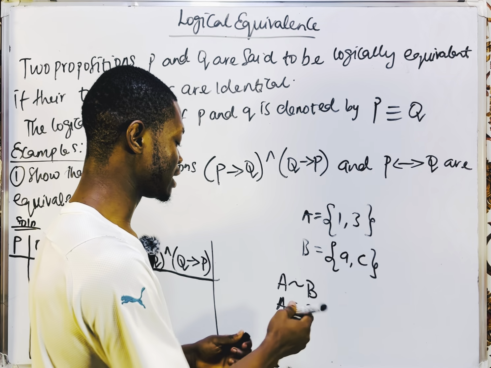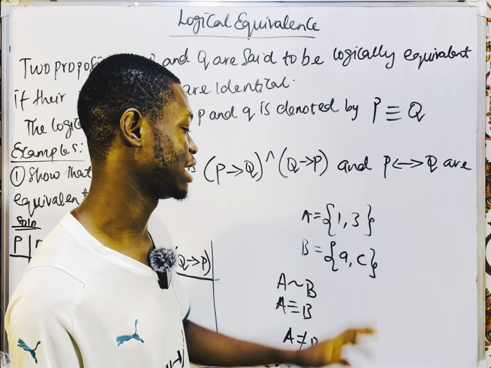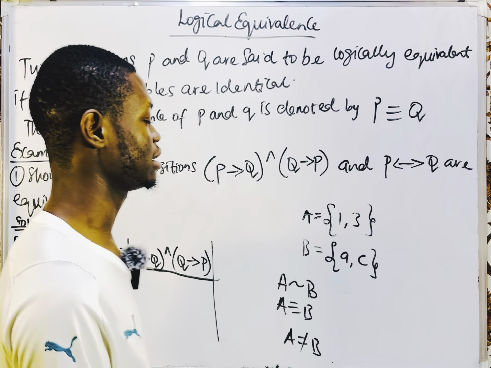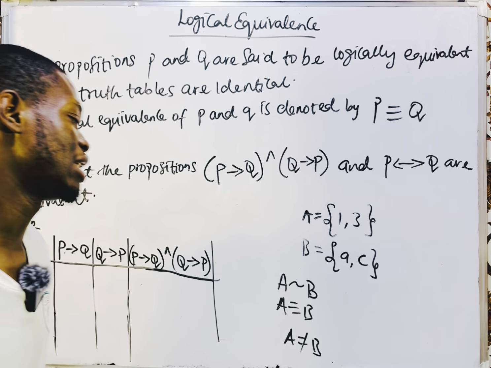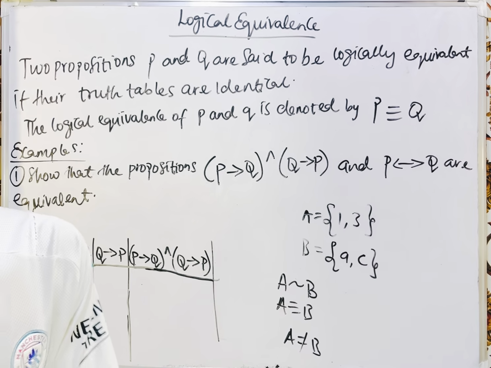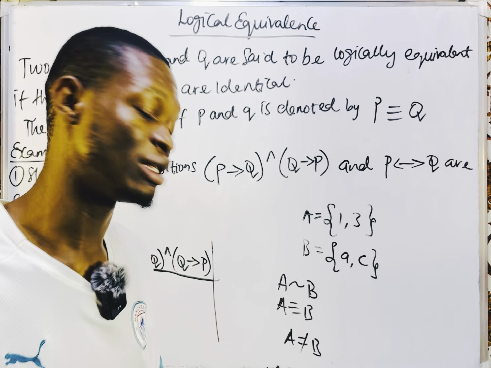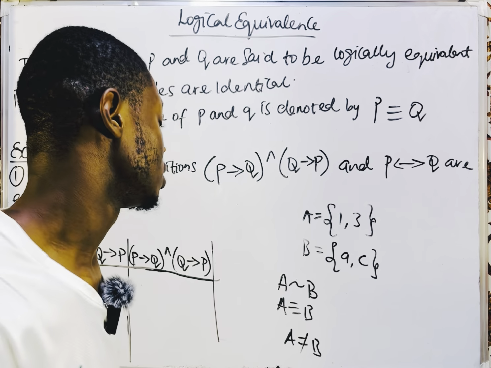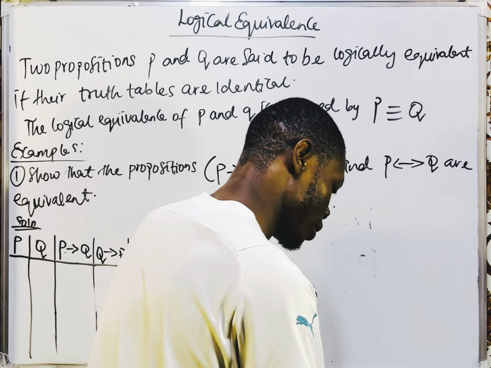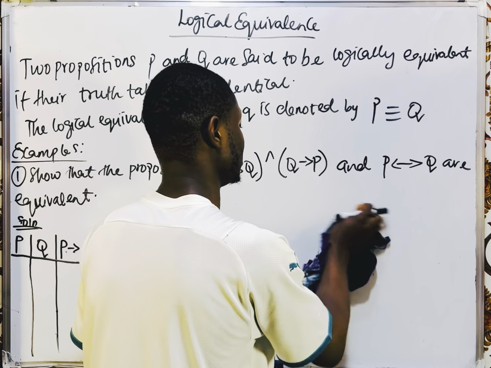Understand? But is set A equal to set B? No. Set A is not equal to set B because we have 1 and 3 here, and A and C here. So they are not the same: this one is alphabet, this one is number. Another example is 5 bags of tomato is equivalent to 5 cartons of gala. But are they equal? No. Gala and tomatoes are not the same. So that's the proper way to understand equivalence.